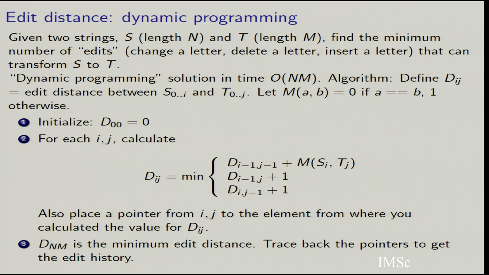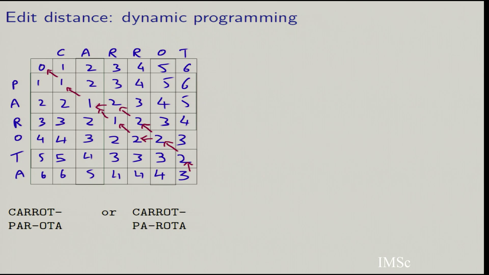the basic edits that you require. So here is an example. Supposing the two strings I have are carrot and parota, with an O, like in Kerala, and I want to change carrot into parota with the minimum number of steps. So I start with 0, then the first row and the first column will have basically increments of 1, because I am adding a nucleotide here, adding a letter here. So this 1 comes from this 0, this 2 comes from this 1, and so on.